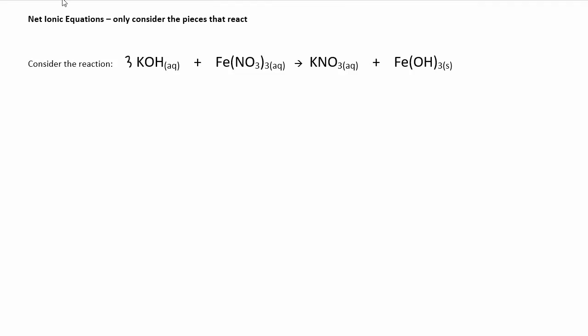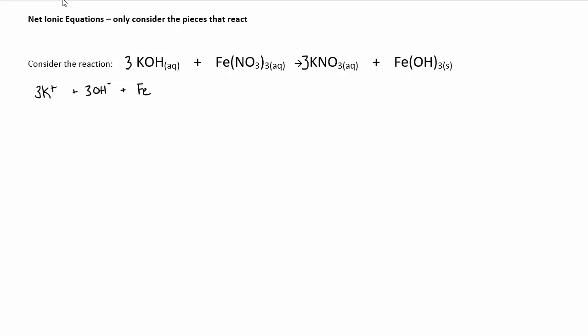Now that we've looked at how to predict the products in a double replacement reaction, we're going to look at what's called net ionic equations. This is a technique that allows us to focus on the pieces of a double replacement reaction specifically that actually react. And this is a technique that will carry through the rest of the course.